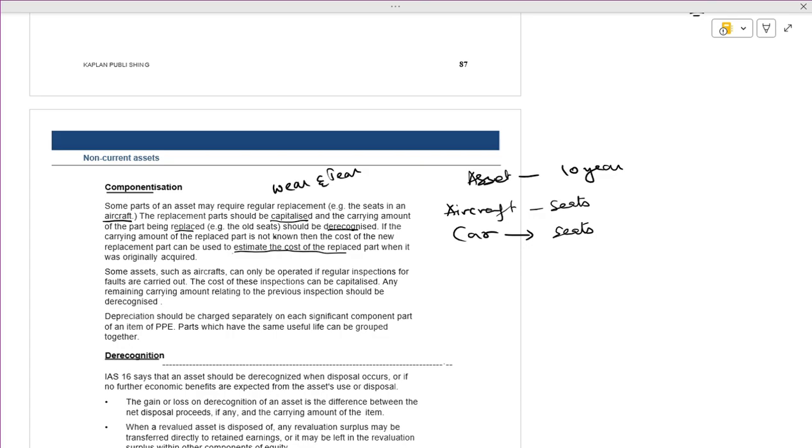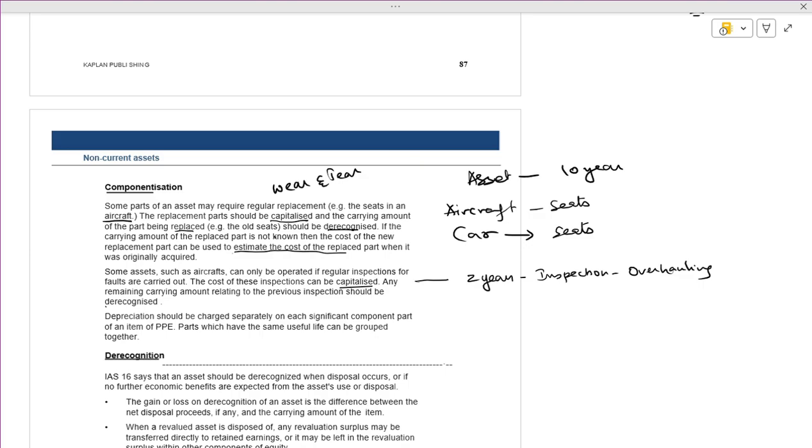Some assets, such as aircraft, can only be operated if regular inspections for faults are carried out. That means if an aircraft needs regular maintenance, definitely when we need regular inspections, we will make some replacements. The cost of this expensive inspection should be capitalized, and the remaining amount relating to the previous inspection should be derecognized. It means sometimes you take an aircraft, every 2 years it will require inspection for overhauling. It will require overhaul. It means you want to make some changes.